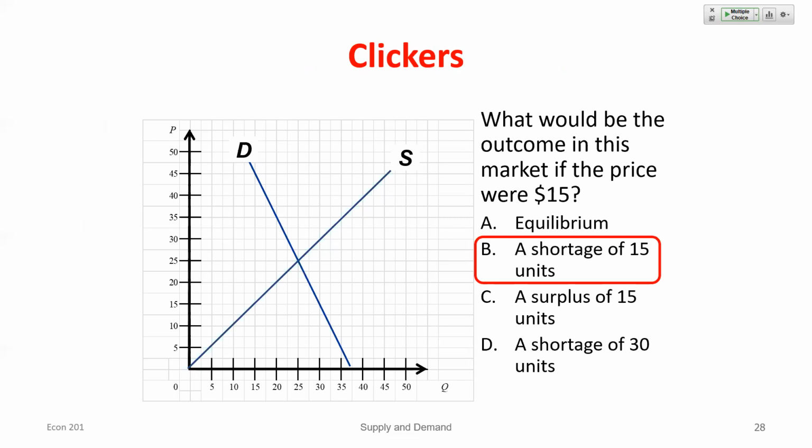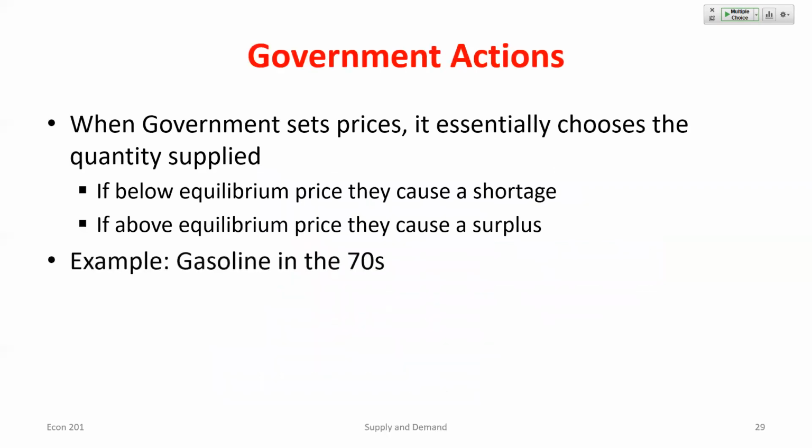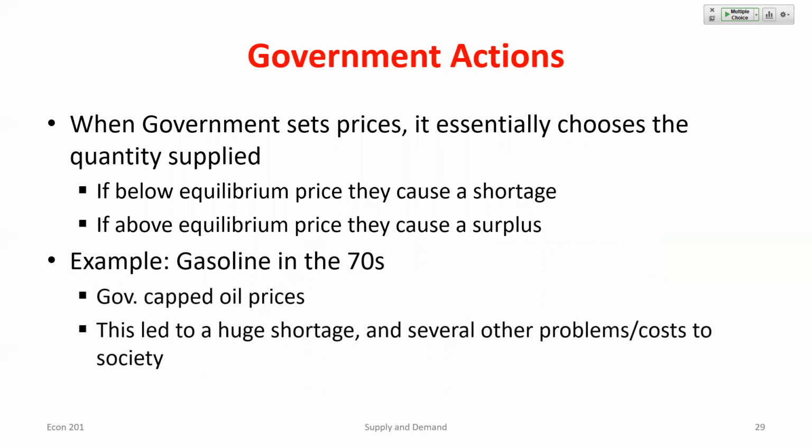Well, guess what? A lot of what they were supplying now becomes unprofitable. They're just going to stop producing it and supplying it to the market, which is exactly what happened in the 70s. Another thing that we can see, we'll kind of end on this example today.